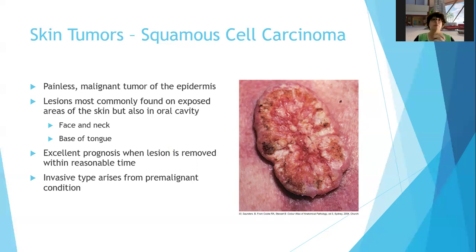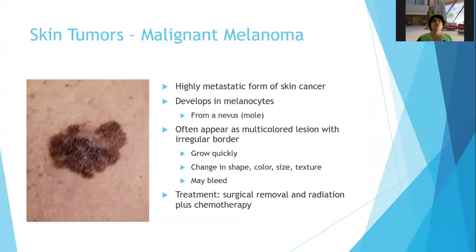There's an excellent prognosis when the lesion is removed within a reasonable amount of time. The invasive type arises from a pre-malignant condition. So you want to get the lesion removed before it starts to invade other tissues. So malignant melanoma is a highly metastatic form of skin cancer.